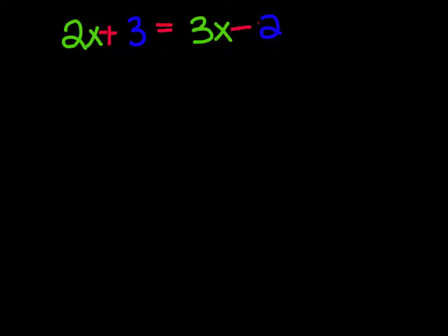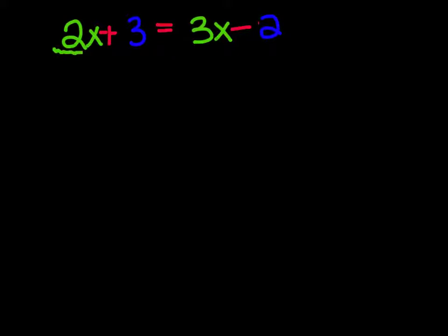Okay, so on this equation, we have 2x plus 3 is equal to 3x minus 2. Minus sign should be in red. Minus 2. There we go. 2x plus 3 equals 3x minus 2. So let's think inverse operations here, and let's also try to combine like terms. That's all we were doing the last time.